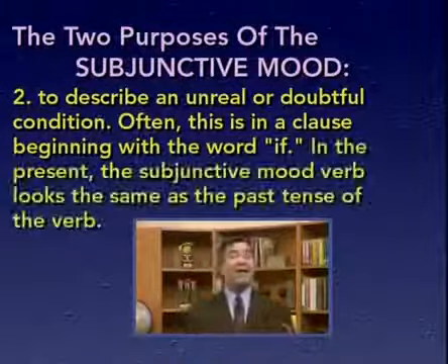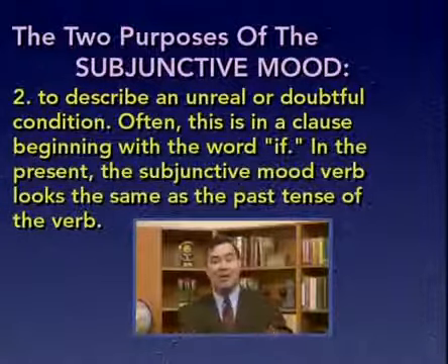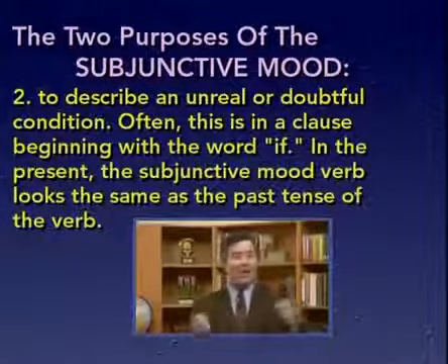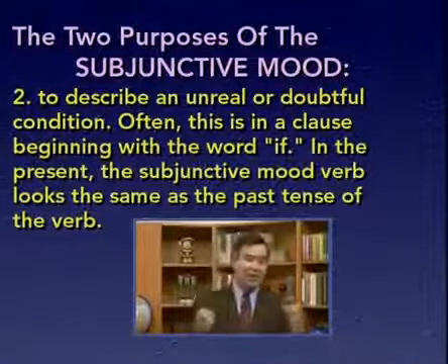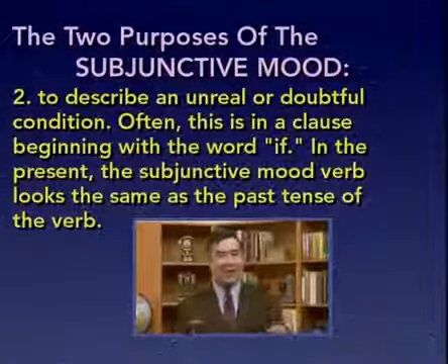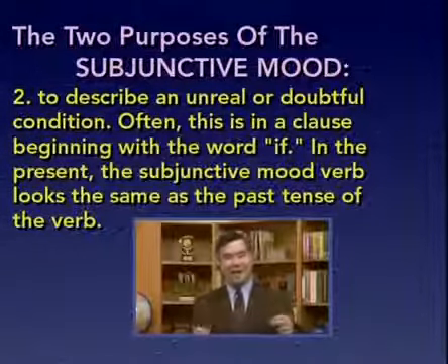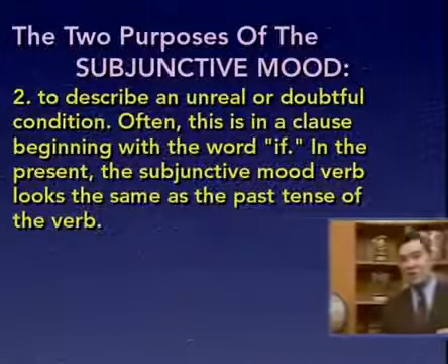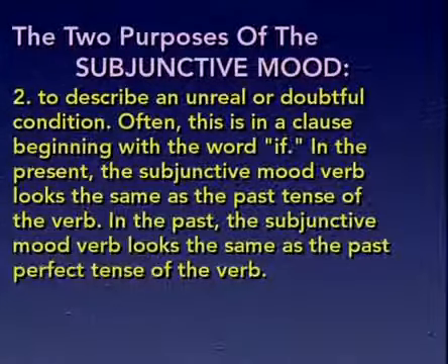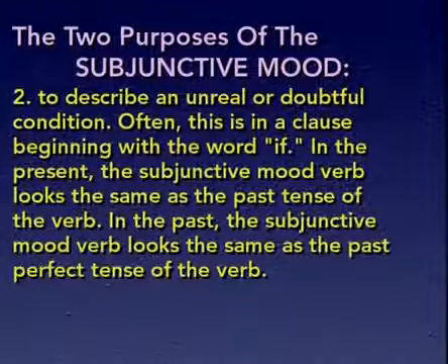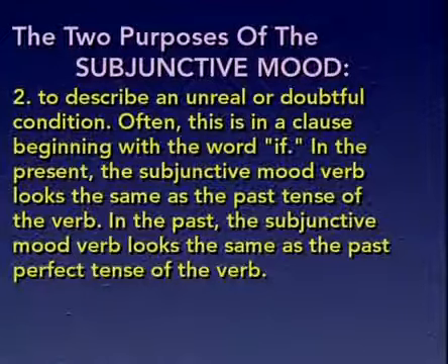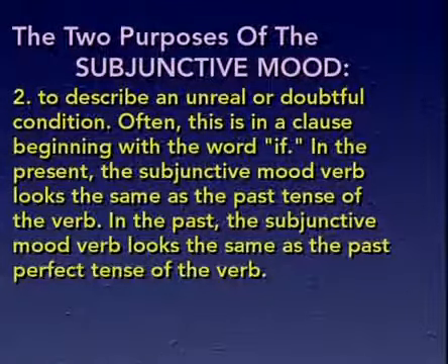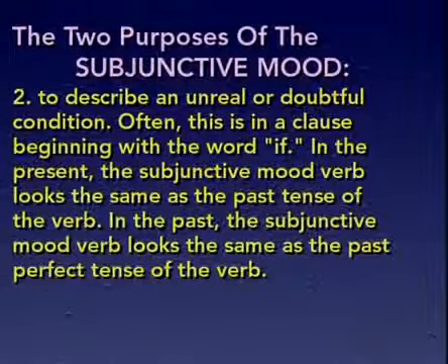First, if we're talking about something happening now, in the present, then the subjunctive mood verb looks the same as the past tense of the verb. On the other hand, if we're describing something happening in the past, then the subjunctive mood verb looks the same as the past perfect. Remember, the past perfect is formed with the helping verb had and the past participle. Are you a little confused? Don't be. Here are a couple of examples that will help make this clear.